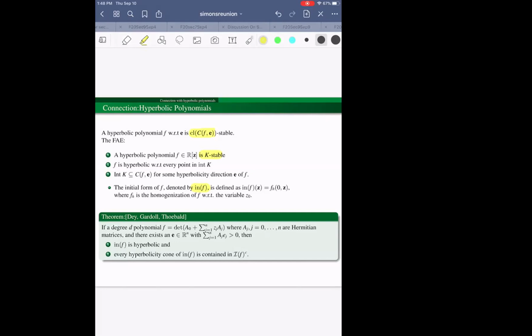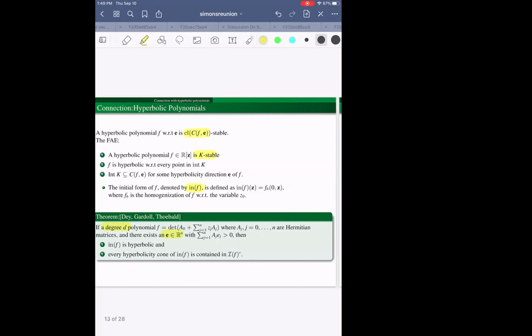Our first observation was that if we start with a degree D polynomial which is determinantal, and its coefficient matrices are Hermitian matrices, and we know there exists one direction E along which the span of the coefficient matrices is positive definite, then we can say that the initial form of F is hyperbolic, which is very straightforward. And second, every hyperbolicity cone of the initial form of F is contained inside the complement of the imaginary projection of F.